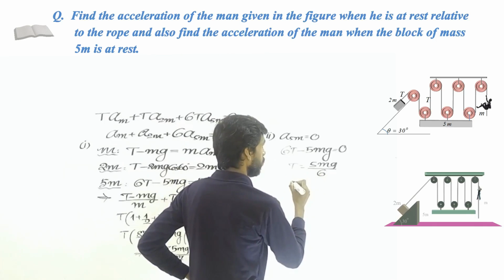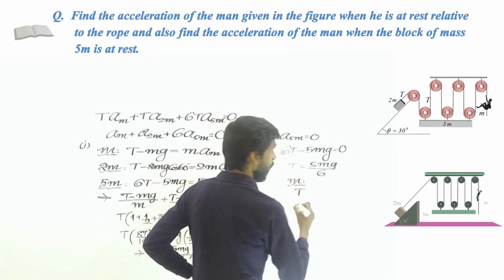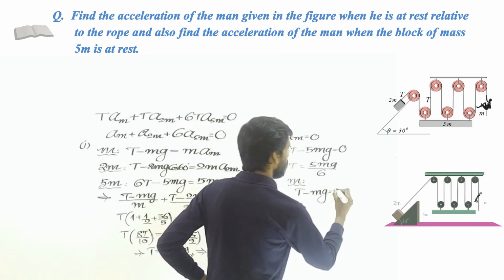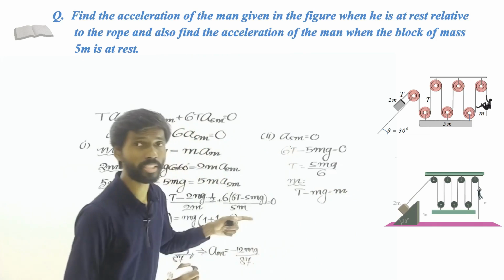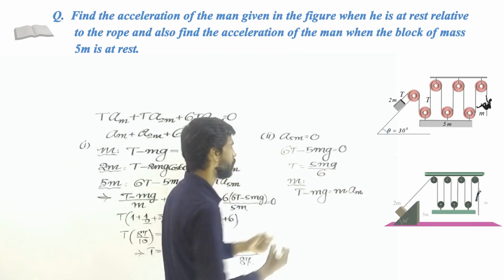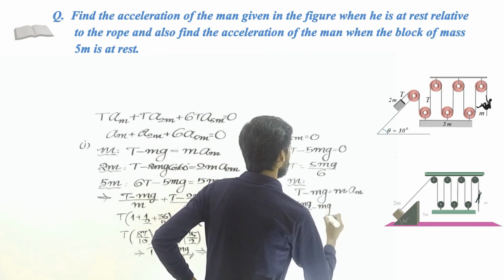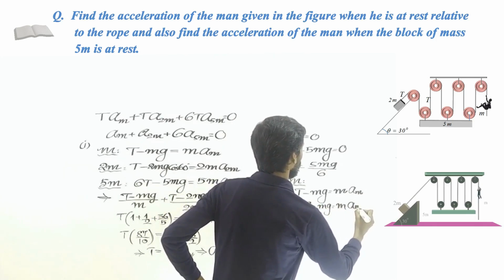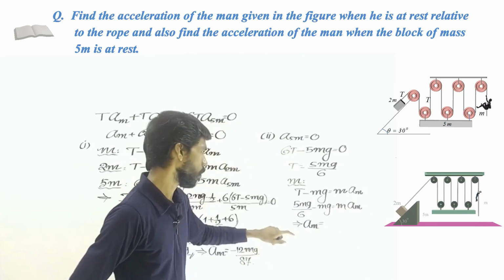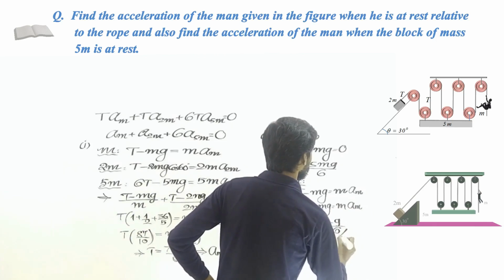So for this man M, what is the tension in the upward direction, T, and then the downward gravitational force, minus mg, equals the mass of the man, that is m, multiplied by the acceleration of the man, that is am. But the tension is found already, 5mg divided by 6, so 5mg divided by 6 minus mg equals m times the acceleration of m. So that gives you our required acceleration of m. So what is this value? So yeah, minus g by 6, that is the acceleration.